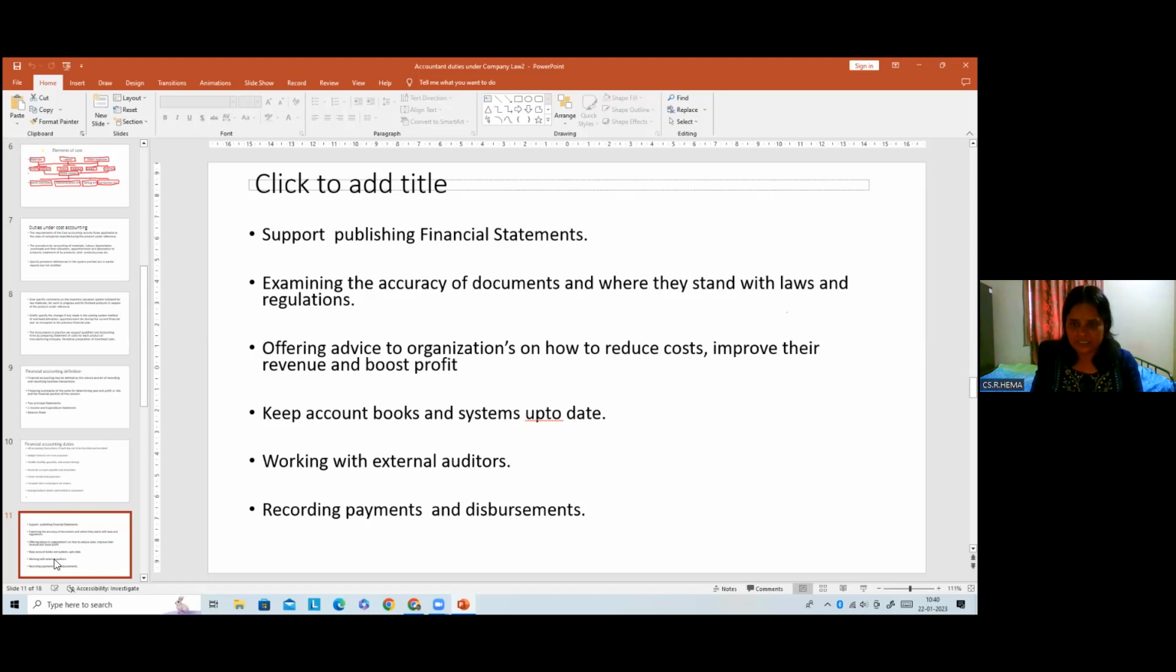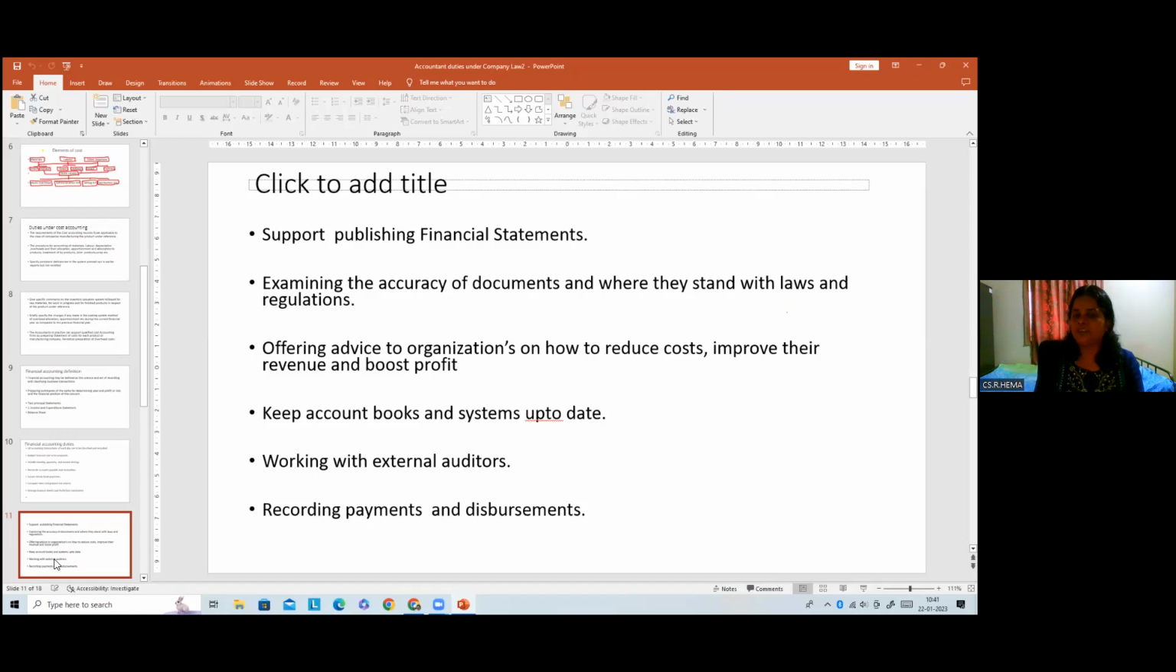Offering advice to organizations on how to reduce costs. Under cost accounting, we have to advise on this also, how to reduce the cost. If you study the company for which you're working, you can give this advice: how to reduce cost, improve their revenue, and boost profit. These 3 points are very important to a company if we are giving advice on them. There are latest points under these 3 points. I can explain to you in future.